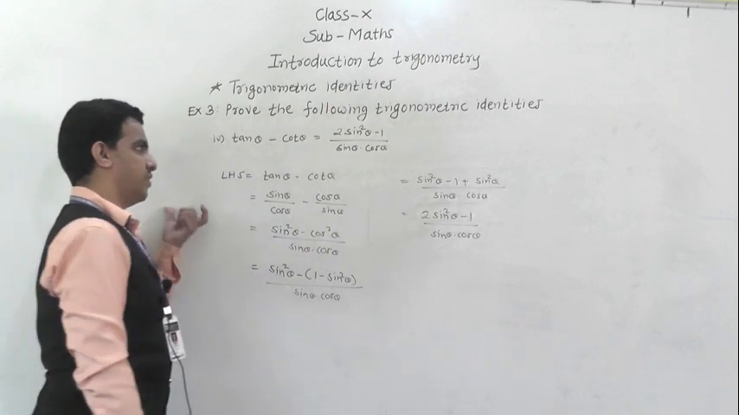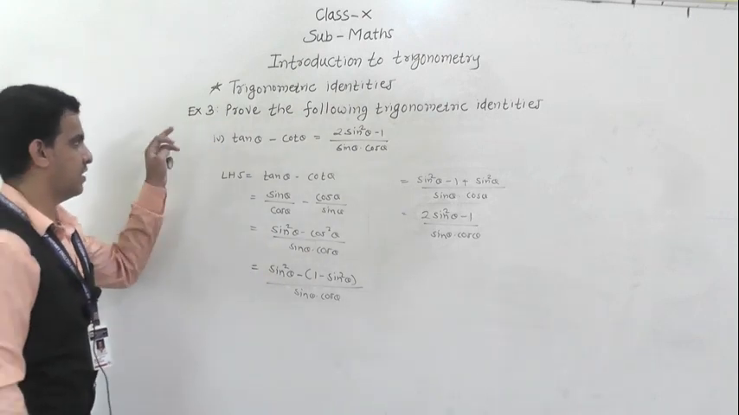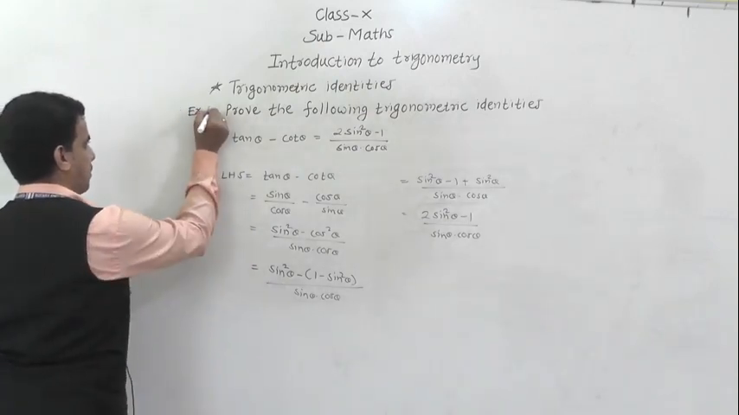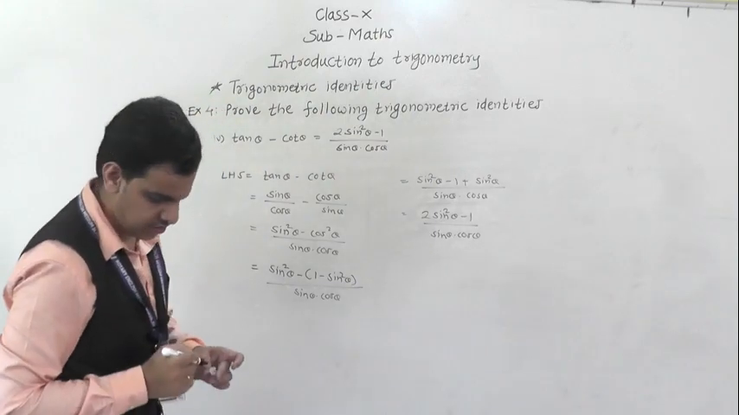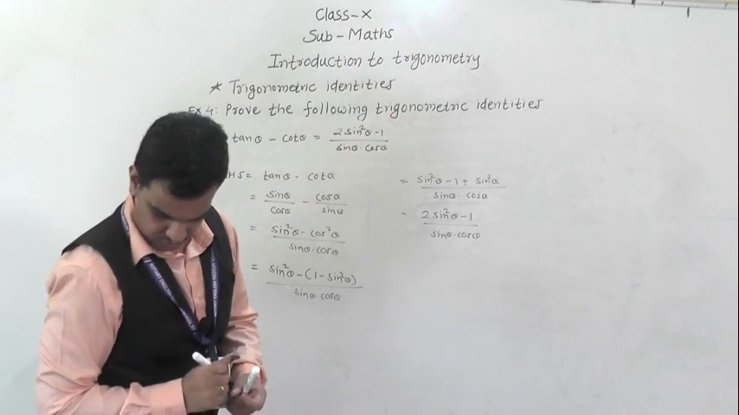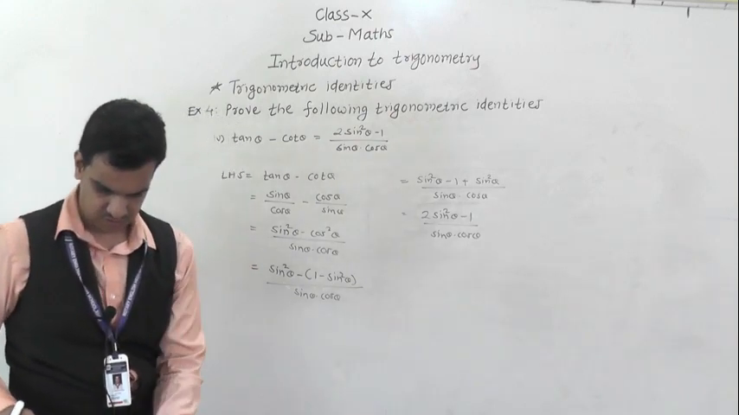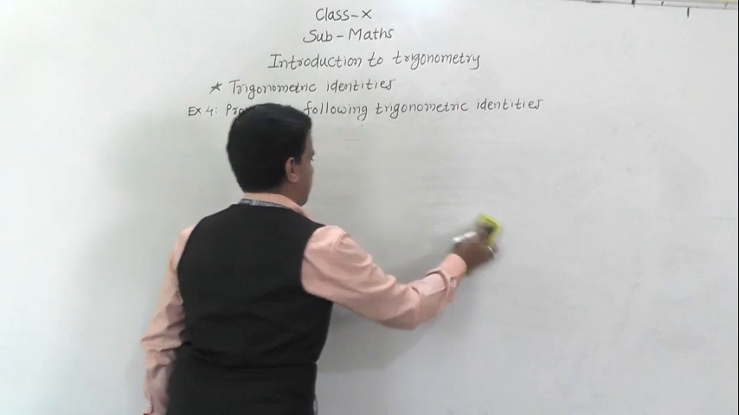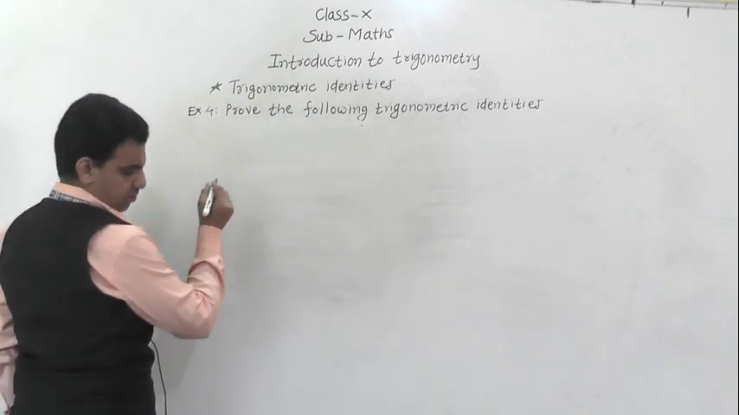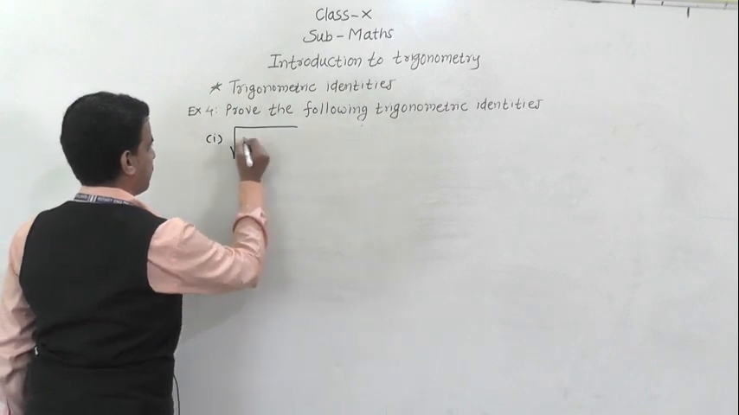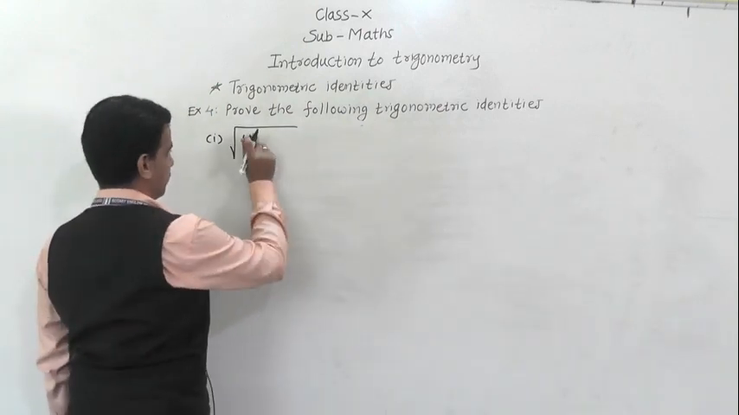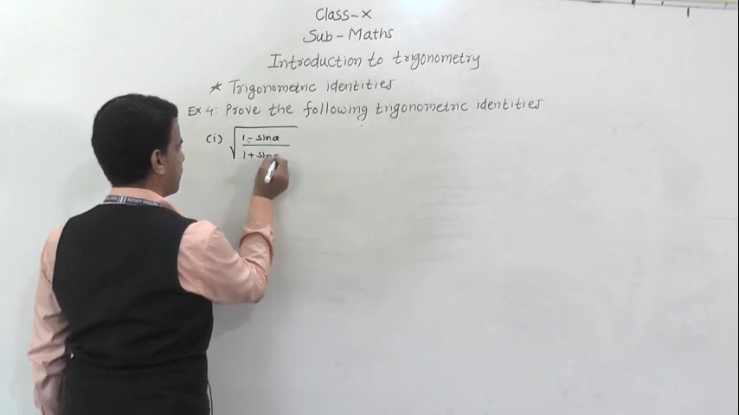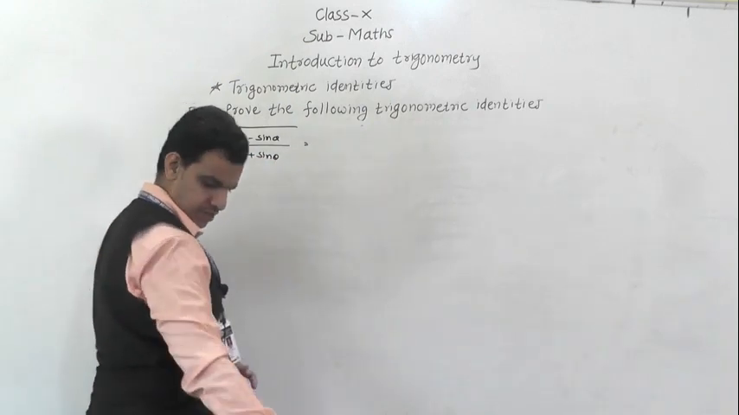Okay, so now we will take the next example. Prove the following trigonometric identities. So example 4, prove the following trigonometric identities. First one is square root of (1 minus sin theta) upon (1 plus sin theta) is equal to sec theta minus tan theta.